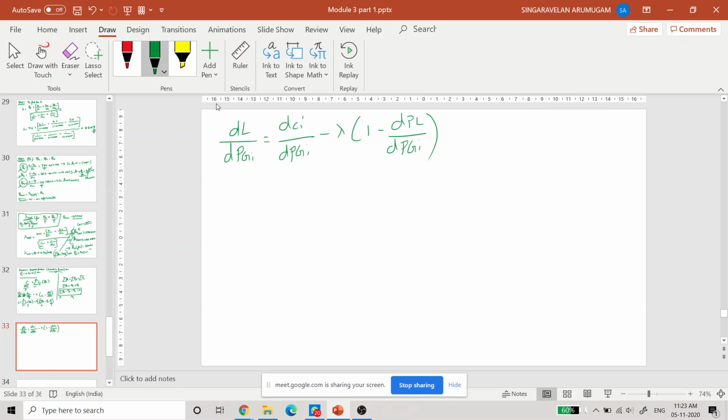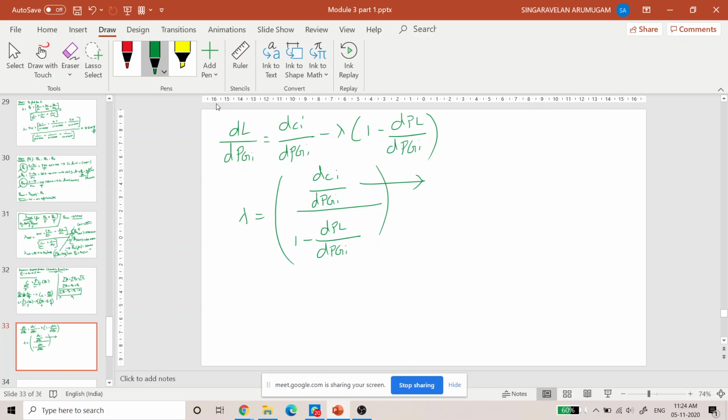And if you calculate the lambda from this equation, then lambda is equal to, this part will go here, it will come 1 minus dPL divided by dPgi, and then this part will come here, dCi divided by dPgi. So this will be my lambda value. And by seeing this equation, what you have observed, this is nothing but the incremental cost. If you differentiate the cost with the generation, then this is nothing but the incremental cost.